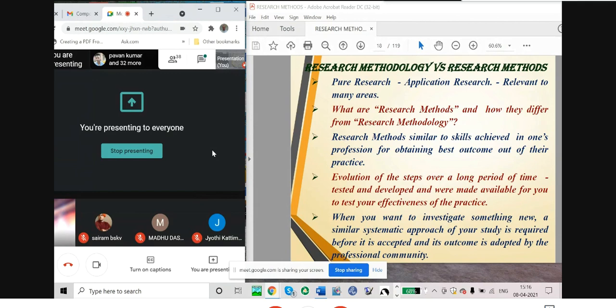So when you want to investigate something new, a similar systematic approach to your study is required before it is accepted and its outcome is adopted by the professional community. When you carry out research, the outcome will be published for the benefit of the industry or professional community. So when you place it before them, before they accept, they will see whether you have followed the systematic steps or not.